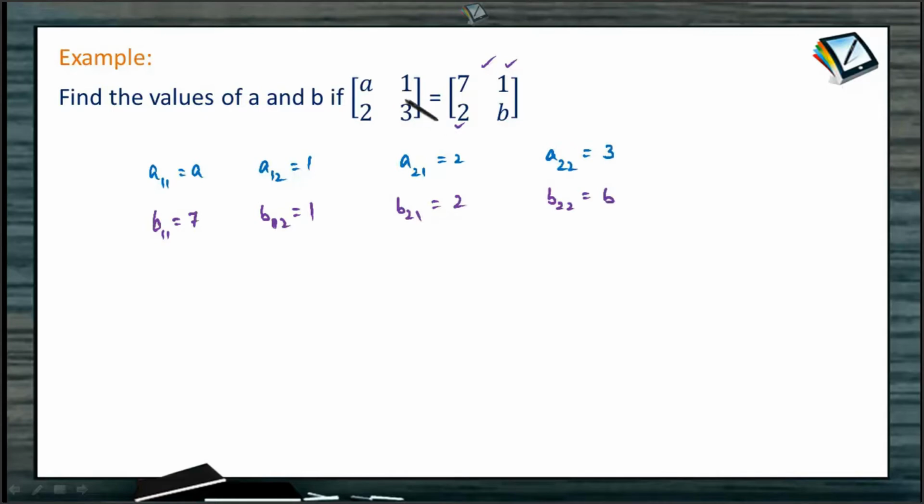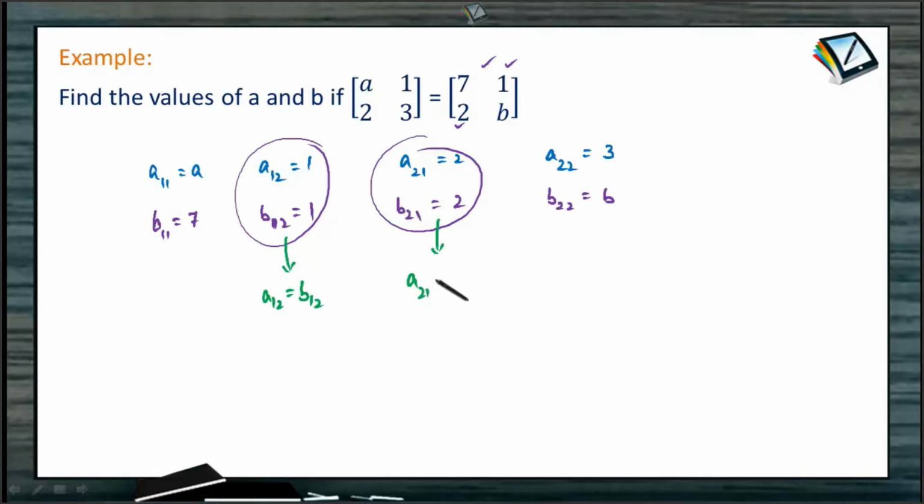Now what is given? The two matrices are equal. Yes, the orders of the two matrices are equal. Then what else is the condition remaining? The elements at the corresponding position must be equal. If you look at this condition and this condition, we can identify that A12 is already equal to B12. And similarly, from this equality, we have A21 equal to B21.